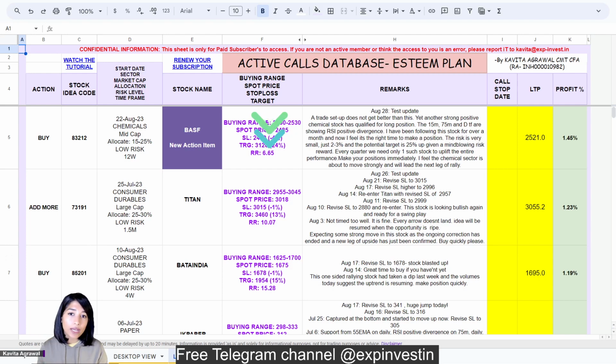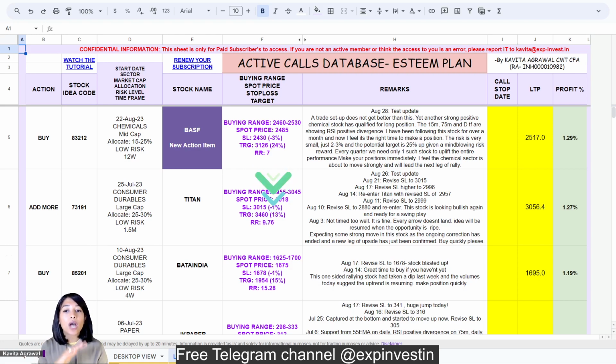So this RR at any point of time tells you what you stand to gain per unit of risk. For example, in BASF, you stand to gain 6.65 rupees per 1 rupee of risk that you take. So we aim for a minimum risk reward ratio of 3. Similarly, in Titan, that number is 10, and you just saw this number change, right? That is because the last traded price changed.